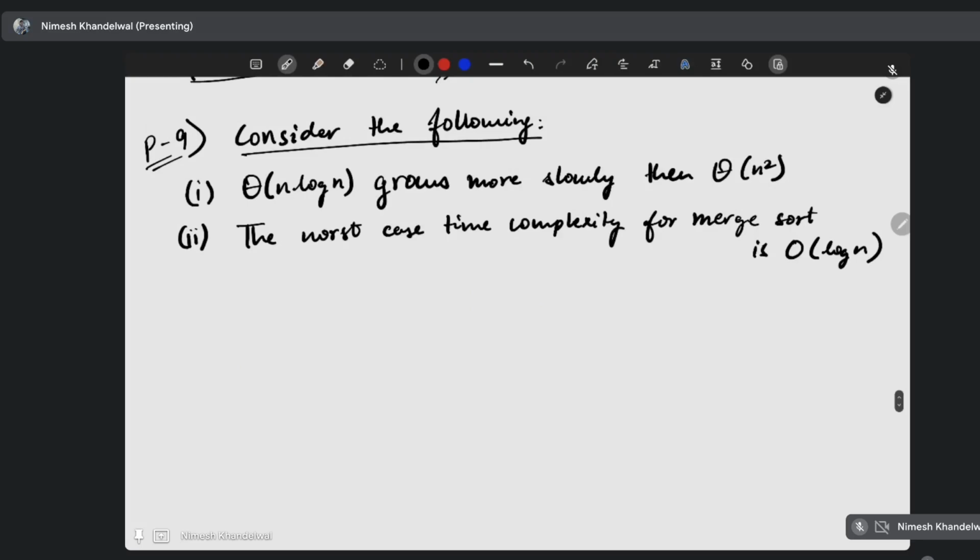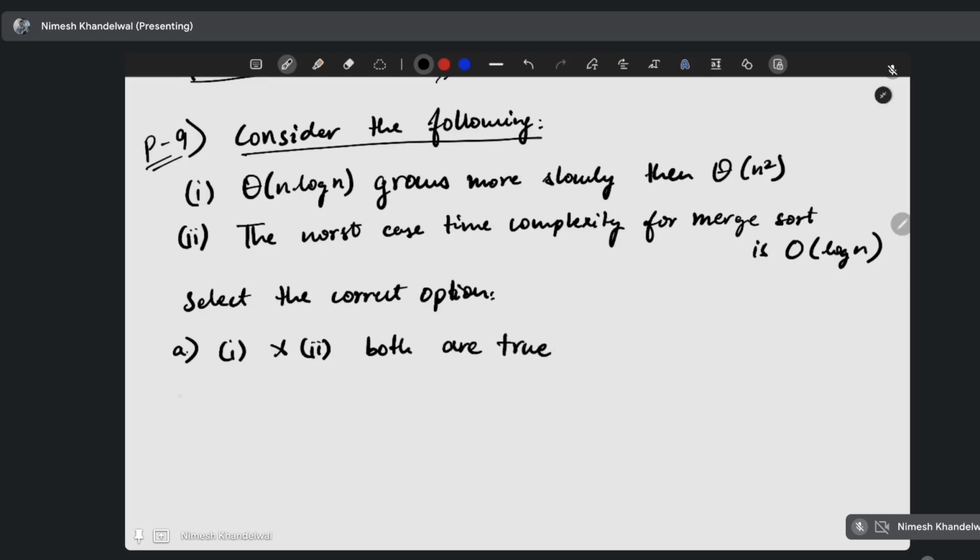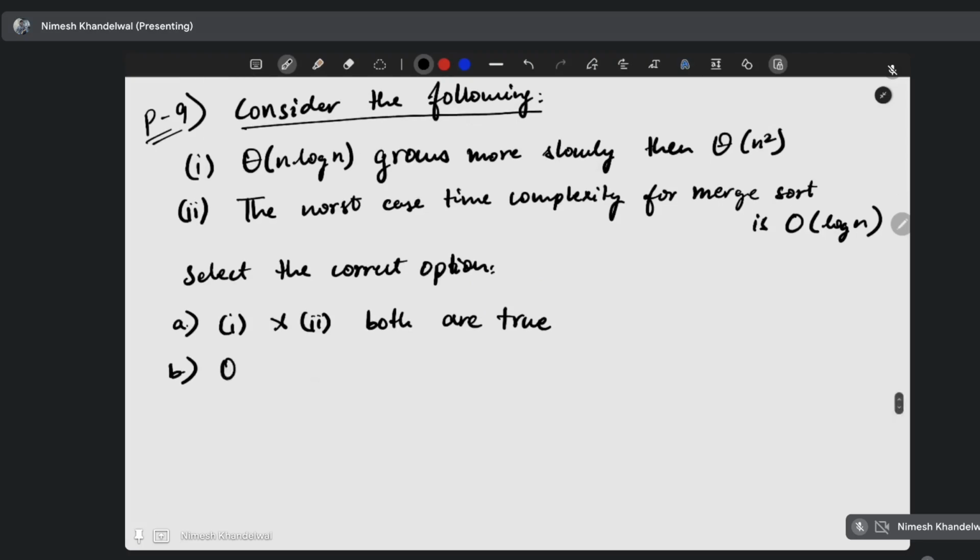So basically we have to select the correct option, right? First is that both are true. Second is only the second is true. It means that the worst case time complexity of merge sort is indeed O of log n, right? Worst case. Or only one is true, right?